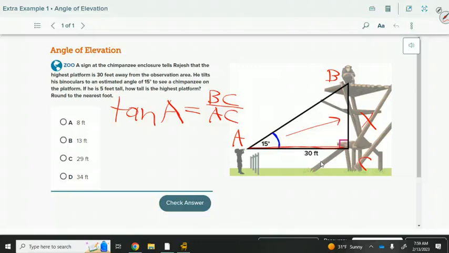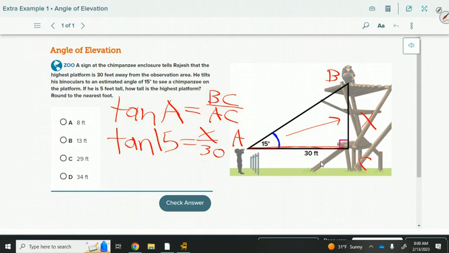So we took into account the information that we know, and we also took into account what we're trying to solve. That's how we get tan. And now we just start plugging in that information. So we have tan. What number am I putting in the A spot? 15, right, because it's at 15 degrees. And then what is my ratio going to be? Exactly, x over 30.